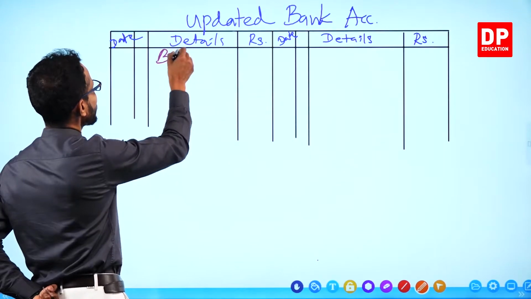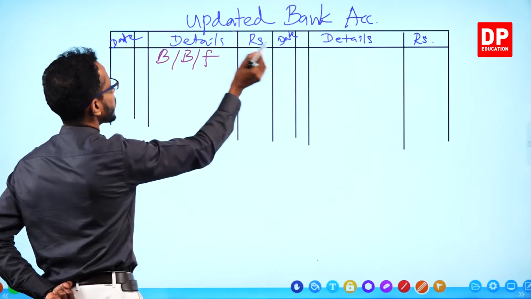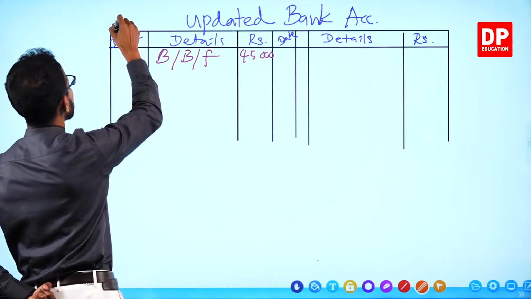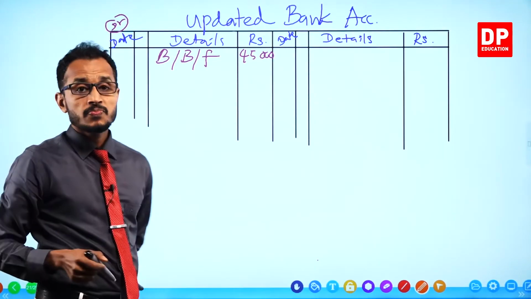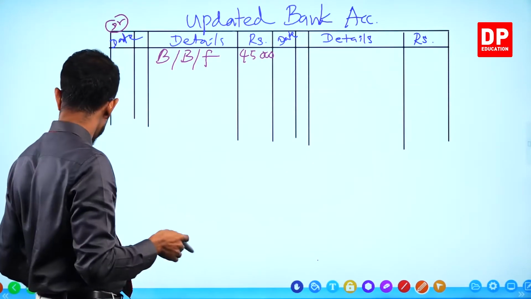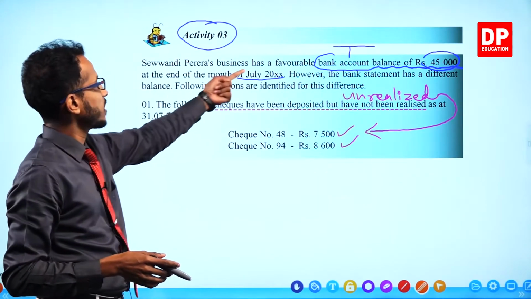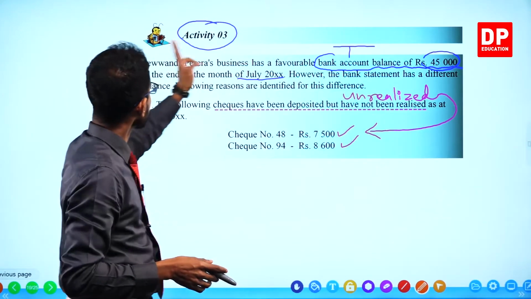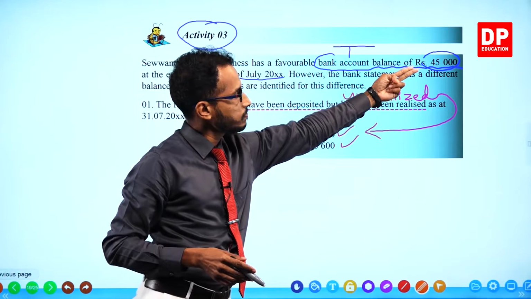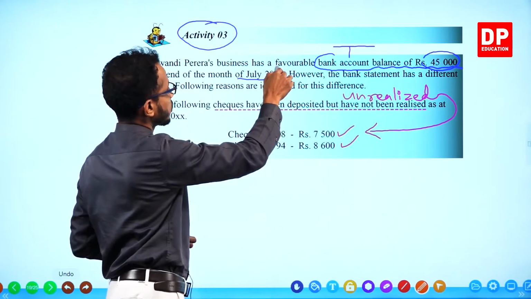So we'll record the balance brought forward, 45,000, on the debit side because it's a favorable balance. Favorable, positive. They have mentioned it here: Sewanthi Perera's business, favorable bank balance 45,000. Favorable, children, favorable. Okay.